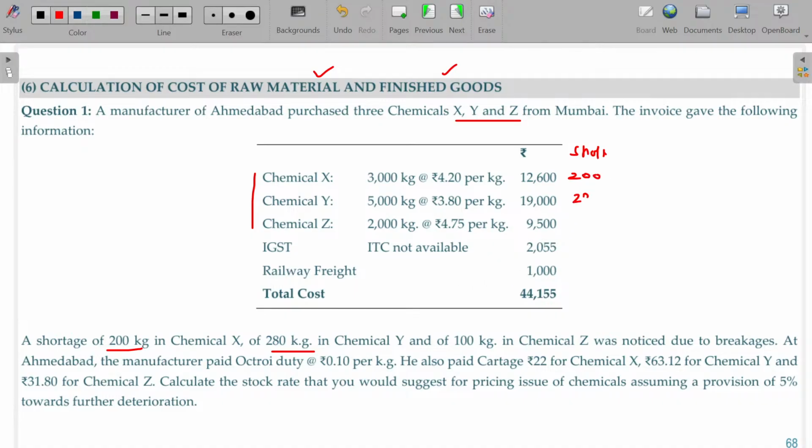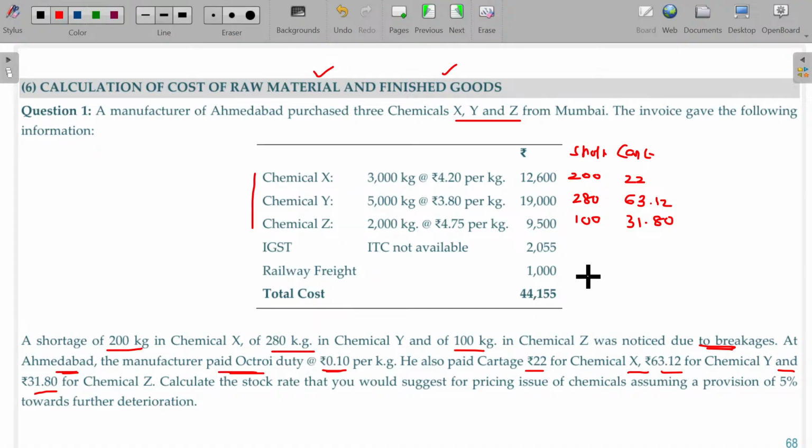Here 280, here 100 kg was noticed due to breakage at Ahmedabad. The manufacturer paid octroi duty at the rate of 0.1 per kg. He also paid cartage of 22 for chemical X, 63.12 for chemical Y and 31.8 for chemical Z.